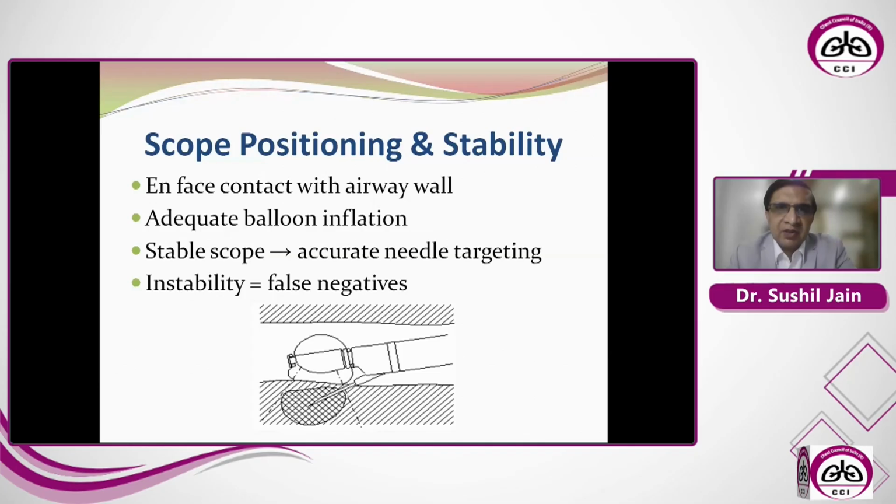If your contact with the airway wall is not good, then you will not be able to get an appropriate image and you will not be able to get a good tissue. We also should have adequate balloon inflation if you're using the balloon. A lot of people don't use balloon. Then in case you're not using the balloon, make sure that the EBUS scope tip is in close contact with your airway wall. And a stable scope would give accurate needle targeting. And if there is instability, then you can get a false negative report. So make sure that the positioning and the stability of your scope is properly done.